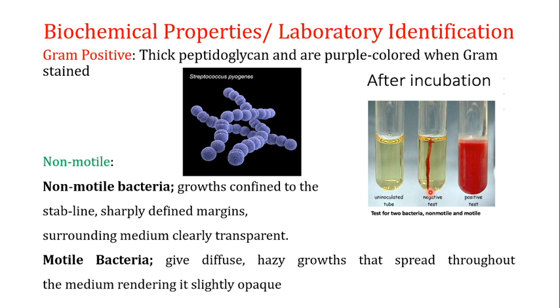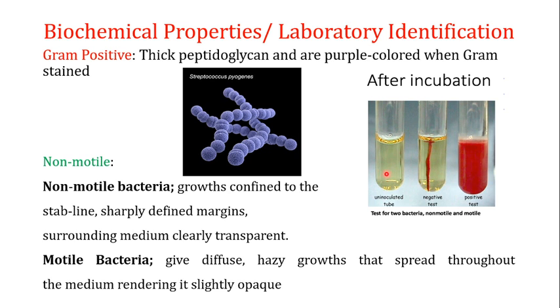So when you stab them in the media, their growth is confined to these stab lines with sharply defined margins, and the surrounding medium is clearly transparent. As you can see over here, there is growth only in the stab, and the surrounding media is transparent. And this is the uninoculated tube to which you can compare the motile and non-motile nature of the bacteria. If you talk about the motile bacteria, they give you a diffuse and hazy growth that spreads throughout the medium, rendering it slightly opaque. So if you compare the negative and the positive one, you can clearly see the difference between the two.